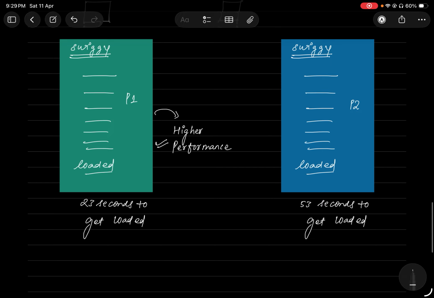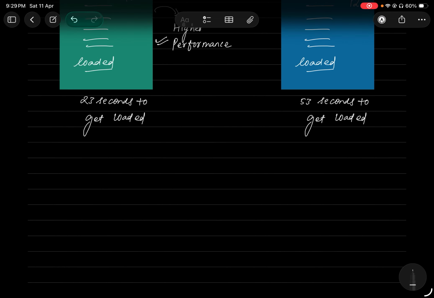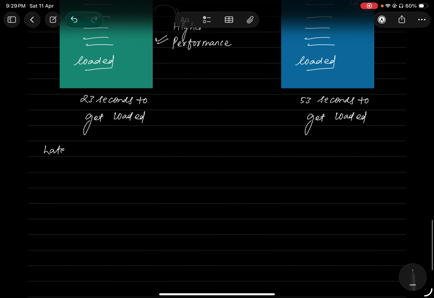Okay, this one is high performance. So we are getting that this is an important term for system design. So latency, in layman language, is the time taken to get the response. I will simply write: latency means time taken to get the response.